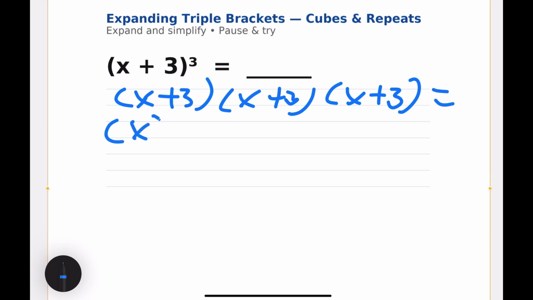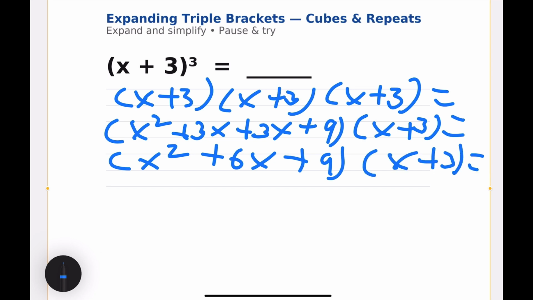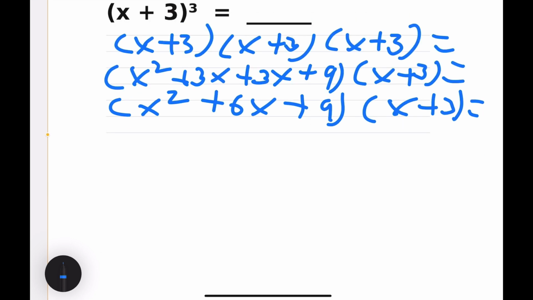So we'll get x squared plus 3x plus 9. And now we can simplify the bracket we just got, so that becomes x squared plus 6x plus 9, as we've collected the like terms of the x. And now we can multiply the bracket we just got by the bracket on the right. So we can start off by multiplying the x by everything on the left. So we get x cubed plus 6x squared plus 9x.